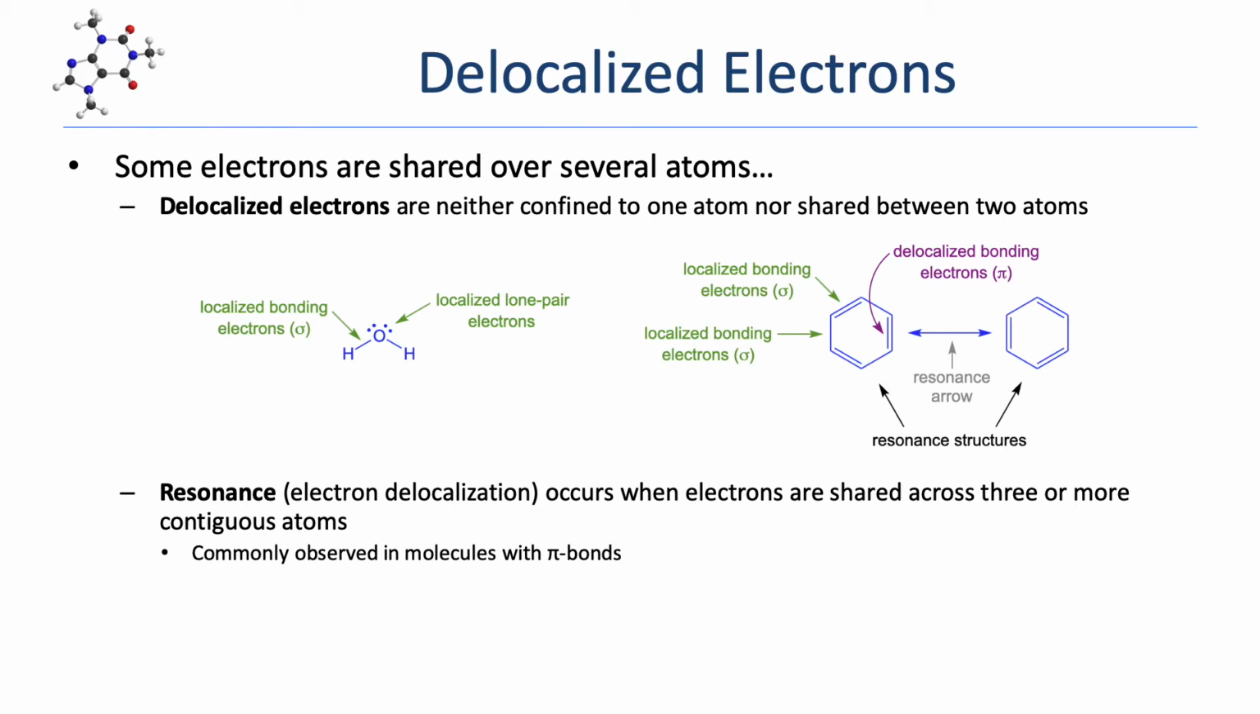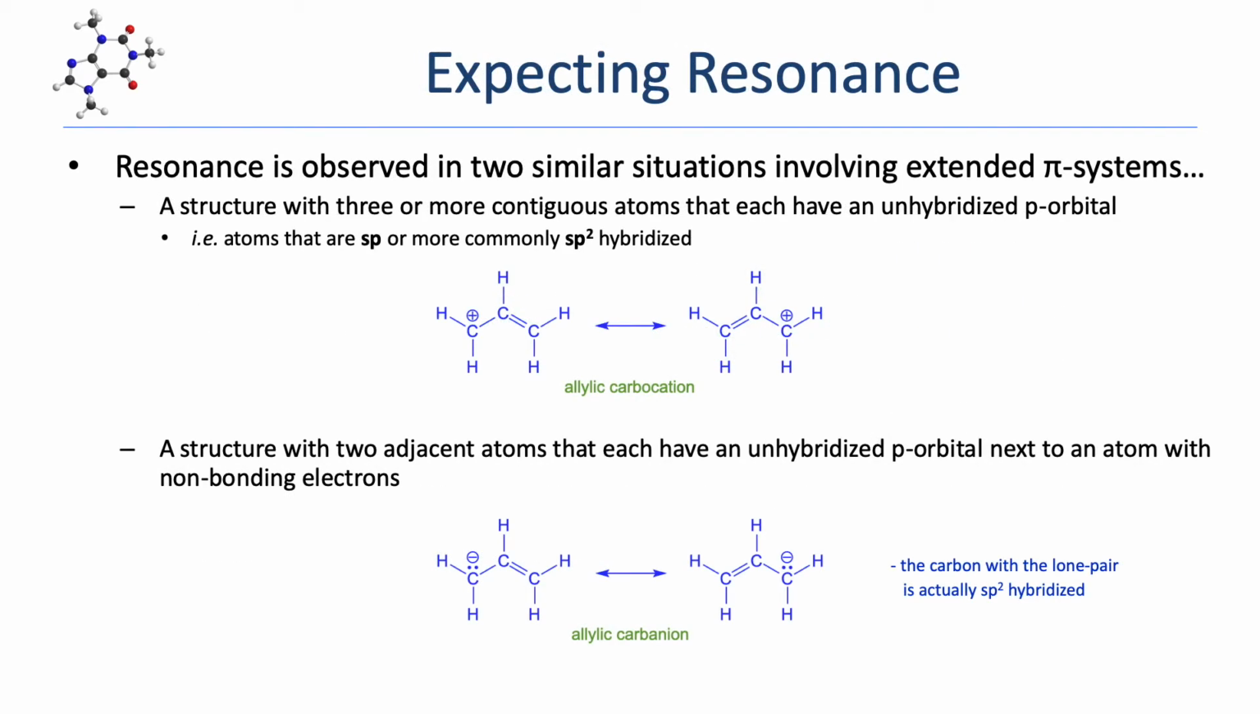Molecules like benzene that have delocalized electrons are said to have resonance, and this occurs when electrons are shared across 3 or more contiguous atoms. And this is commonly observed in molecules that have pi bonds. It's important to know when a molecule has delocalized electrons. Resonance is observed in 2 similar situations involving extended pi systems.